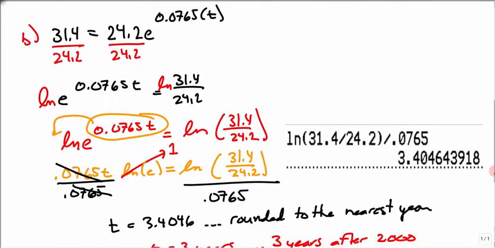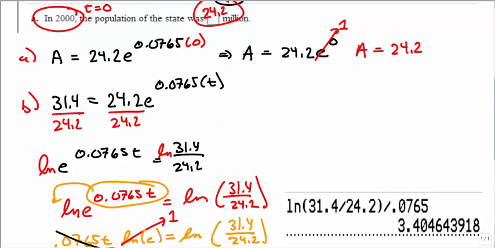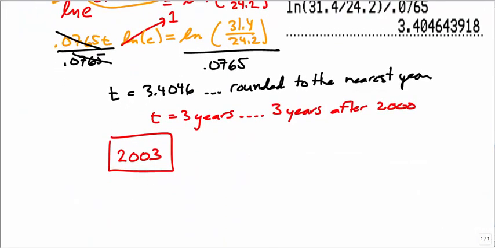So our correct answer that we would put in is 2003. So 2003 would be our correct answer. 2003 is when we expect the population in this particular United States state to be 31.4 million. So be careful that you're not putting in the answer that they're not looking for. This is an intermediate solution, and you need to go to the next step to find your final solution.